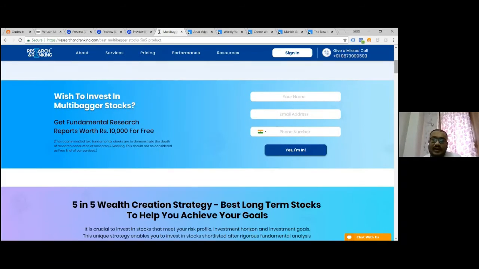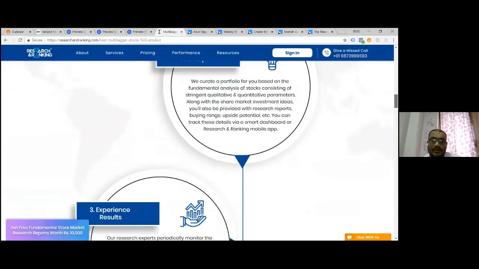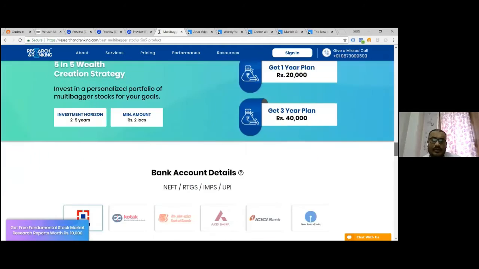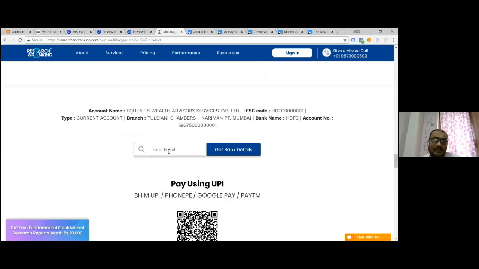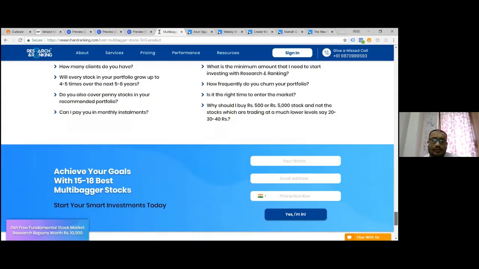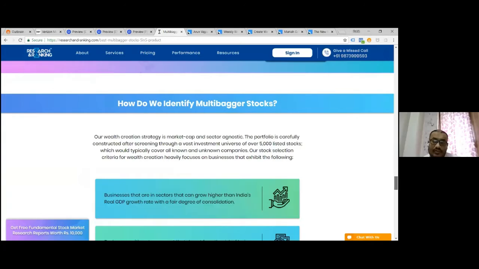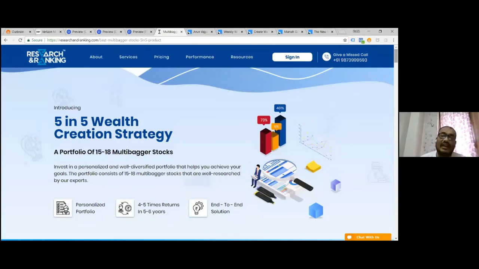The first lead magnet: wish to invest in multi-bagger stocks. There's a form here. Then you keep reading, you keep reading. You get the second lead magnet, where you can get their bank details and make a payment. You go down, you have a third lead magnet. You don't want to make a payment, but wish to know more on how to get started in the share market. You can actually give your information. You keep going down, you have the fourth lead magnet. So you have four proper lead magnets on this page that looks like an infinite scroll.